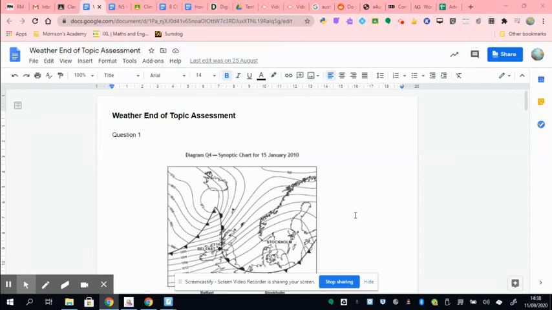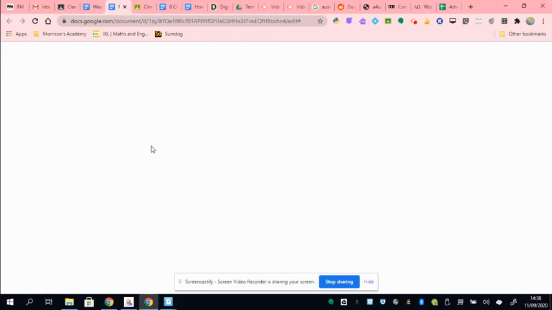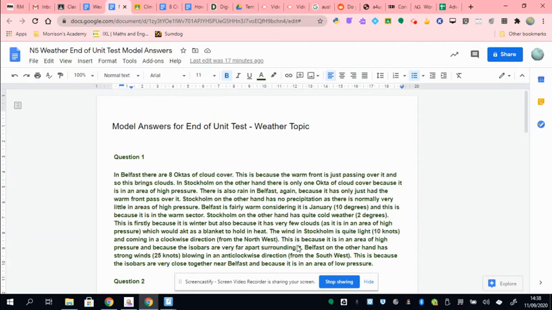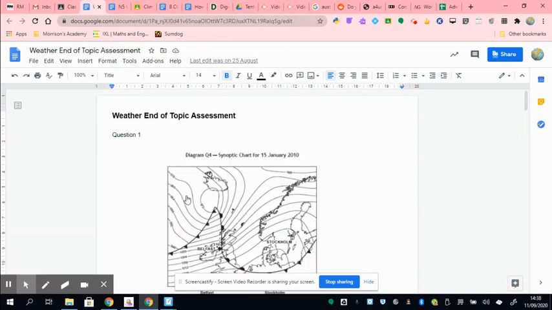Okay, what I'd like to do today is review the weather end of topic assessment that you will have recently sat. First thing you need to do is look at the answer you wrote to each of the questions in this weather assessment, and then compare it to the model answers which you will find in a document attached to this assignment. So for example, here is a model answer written by a student that goes with that particular question.